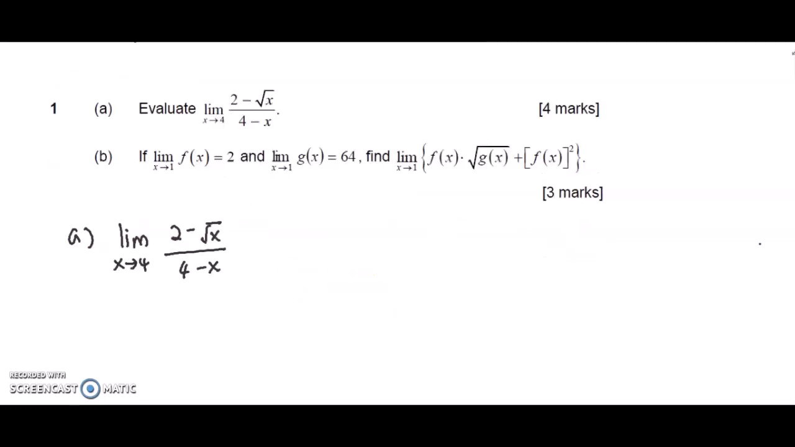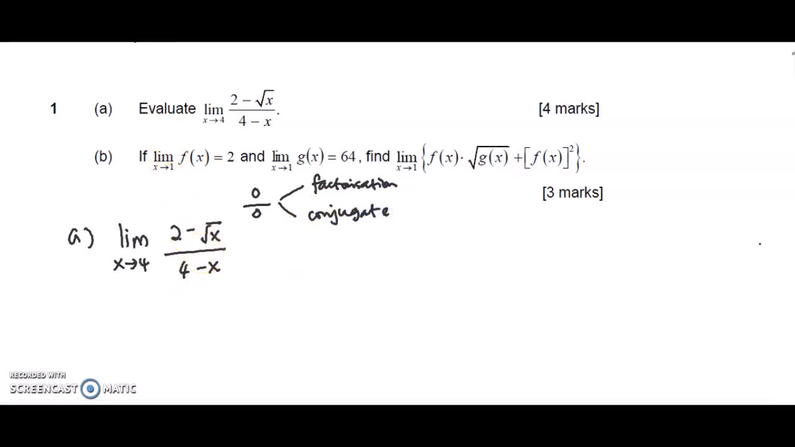To evaluate a limit, normally we will start with substitution first. Substitute the 4 inside. You have 2 minus square root of 4, that is 0 on top. And down here, if you substitute 4 in the denominator, you still will get a 0. So once you have a 0 over 0 case, you will either go for factorization, or you might go for multiplication of the conjugate.